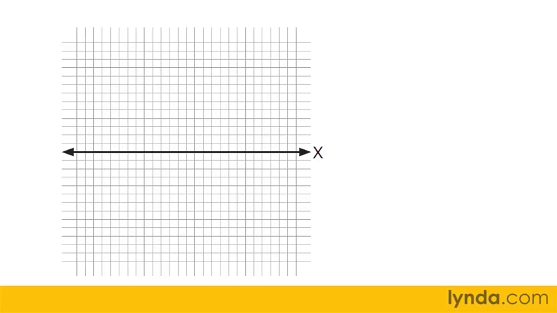One of the baselines runs east and west. This is called the x-axis. And the x-axis is also a number line. Everything to the right of 0 is considered positive x. Everything to the left of 0 is considered negative x.